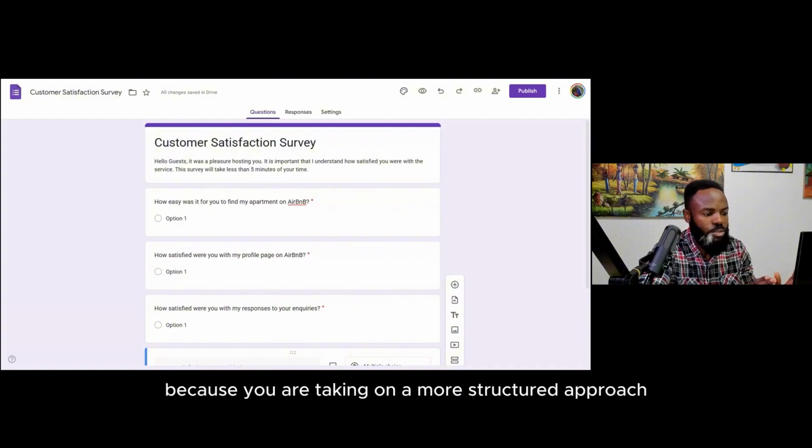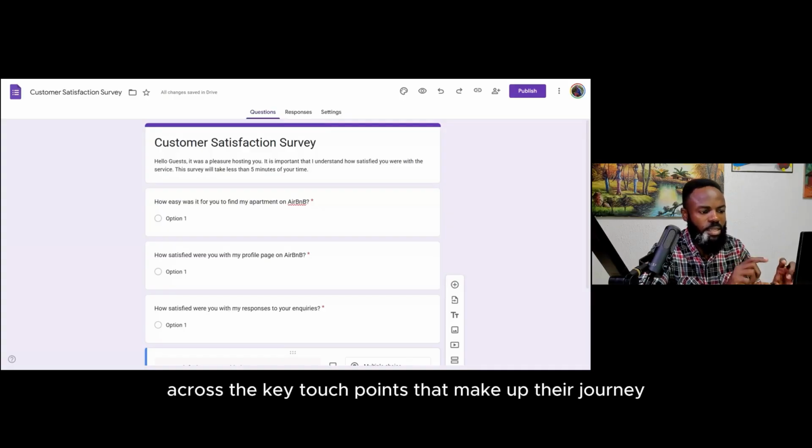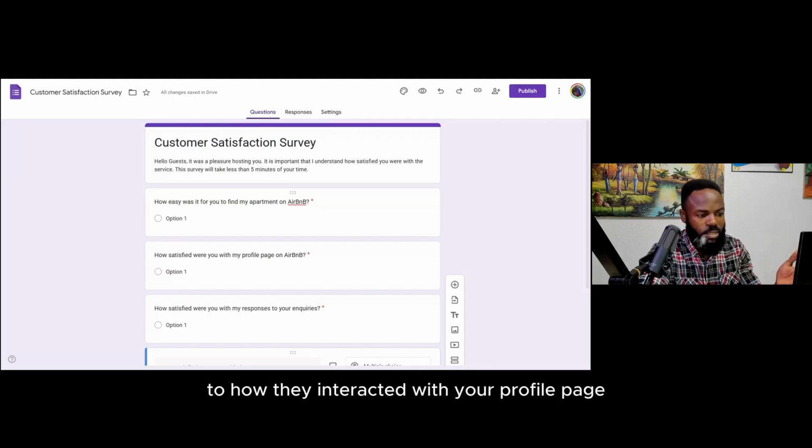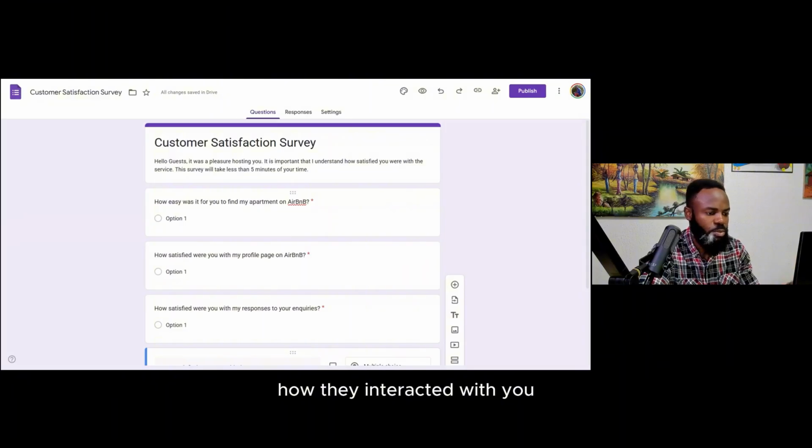However, because you are taking on a more structured approach, saying that you want to understand your customers' experience across the key touch points that make up their journey, from awareness, which is finding out about the apartment, to how they interacted with your profile page, how they interacted with you, how they interacted with the accommodation. So without much ado, let's get to it.